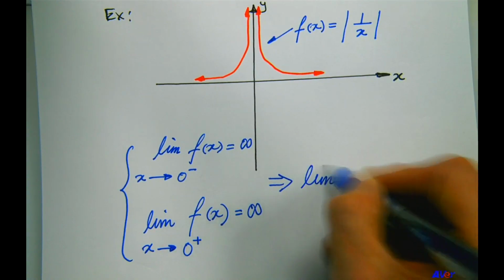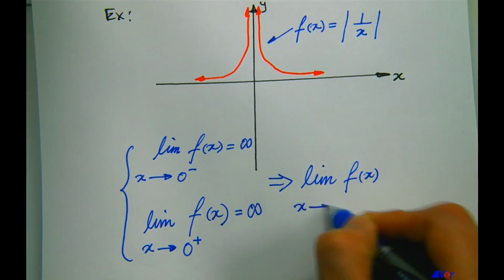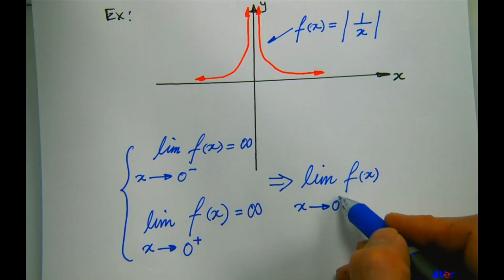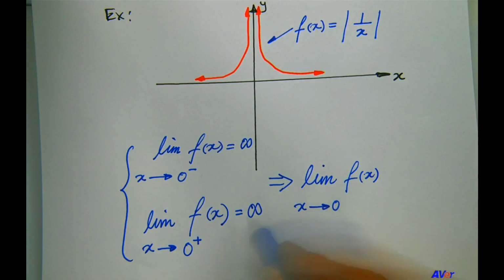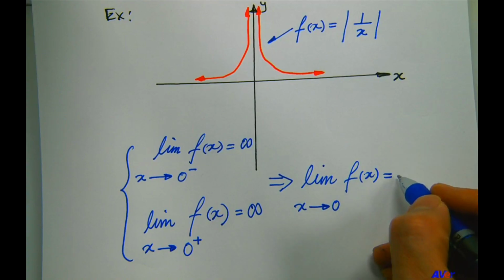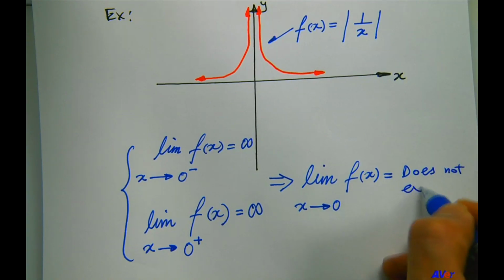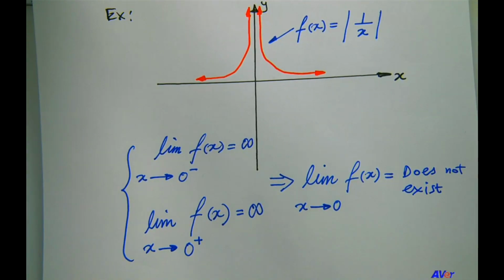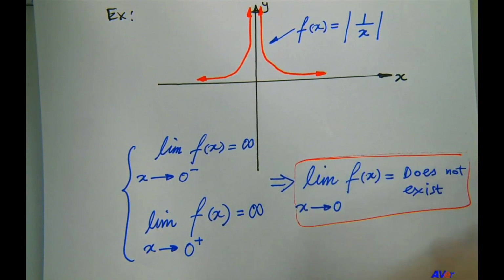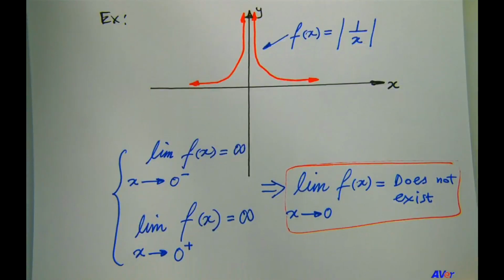So the limit of f of x as x approaches 0. Notice I left it blank, so I didn't put minus or positive. That means x approaches 0 from both sides. The limit of the function as x approaches 0 does not exist. Okay? So this is an example of what we said in the note above.